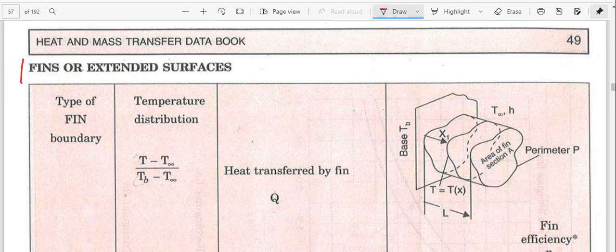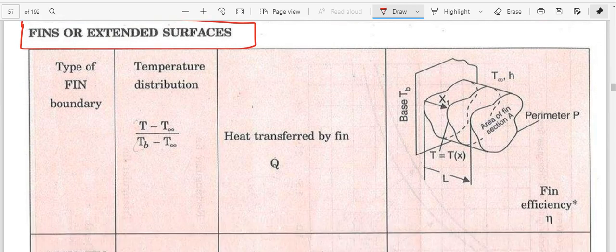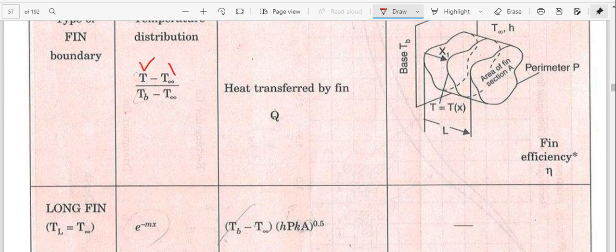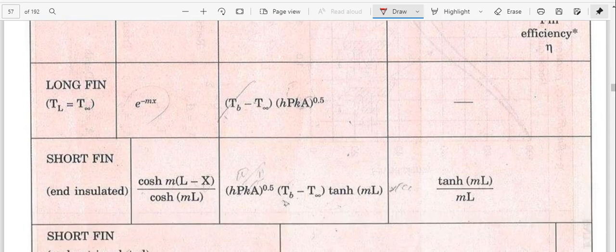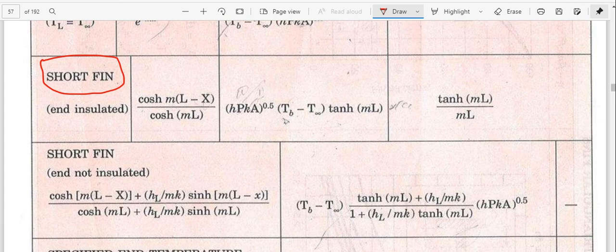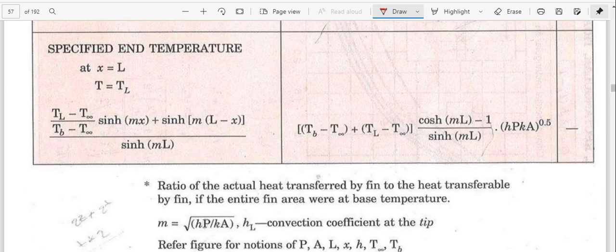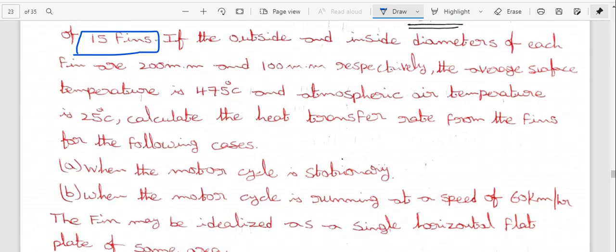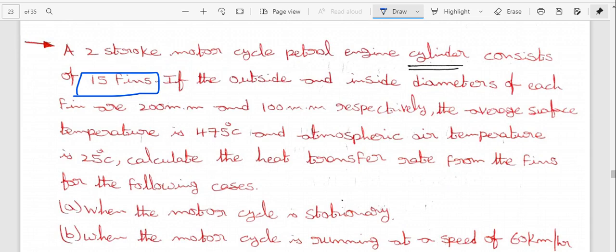After opening this page, fins are extended surfaces. The types of boundary layers. What is the T value, T infinity value, Tb value? Is this a long fin or short fin? In case of long fin or short fin, what is the L value and what is the x value? How can you calculate this problem without knowing the x values and m values? So we need to check whether this is a fin problem or not.